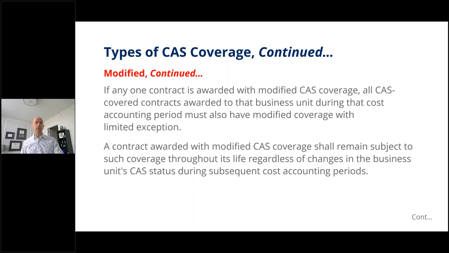That last part is saying that if you get a contract awarded with modified CAS and you later get another contract awarded that has full CAS, that first contract that has modified CAS, you have to maintain modified CAS for it. The other contract in the future, if it were subject to full CAS, you would have full CAS coverage on that. So you can have a situation where you have different CAS requirements based on the contract. This goes back to what I was saying a moment ago. The CAS coverage deals with the contract, not the entity or the contractor, okay?